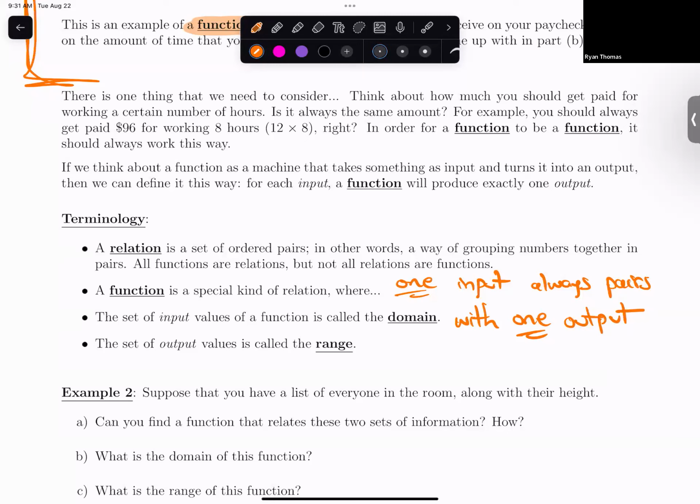So thinking again about our formula, because a lot of the stuff that we're going to do is going to look more like that, where we've got a function that looks like a formula. If you give me a number of hours worked, an input like that, there's just going to be one answer back for it. I'm going to multiply by 12. There you go. That's how much you ought to get paid.